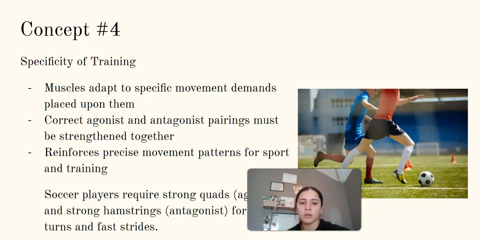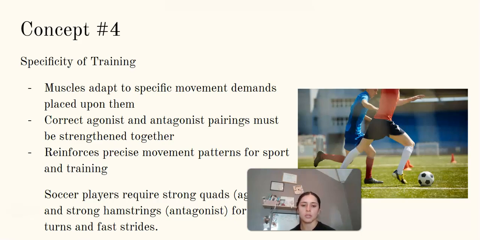Concept number four talks about the specificity of training and how important it is to train those three different prime movers depending on the sport that the athlete is in or the main activity the individual is performing in. This means the agonist and antagonist pairings must be trained in patterns for different sports and sport demands.